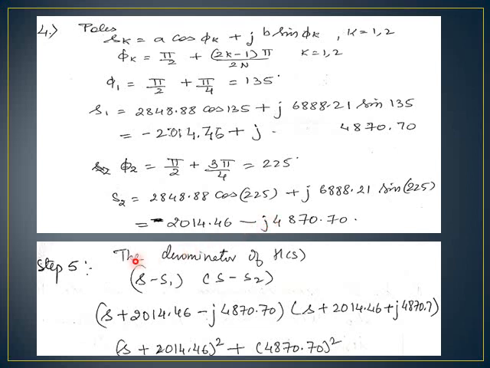Now we need to calculate the denominator of h of s here. So (s minus s1) into (s minus s2). So this is nothing but (a minus b) plus (a minus b) into (a plus b), which is a square minus b square. So if you substitute the value of S1, this will be s plus 2014.46 minus j of 4870.70. Similarly, if you substitute the value of S2 over here, this will be s plus 2014.46 plus j of 4870.7. So you can observe from the equations of S1 and S2 that this is representing your a minus b and a plus b. So when you get the formula as a square minus b square, we get this denominator, that is (s plus 2014.46) the whole square plus 4870.70 square.